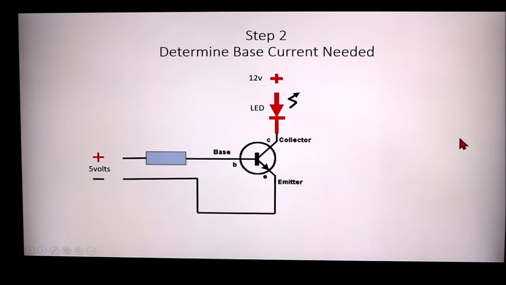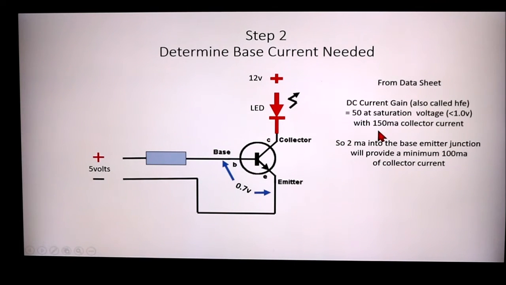Okay, so step 2, determine the base current. Well, how do we do that? Well, don't forget there's a 0.7 volt drop across here. So we'll figure that we're putting in 5 volts. There's a 0.7 here, so across the resistor is 5 minus 0.7. And we know that the current gain, we said before, is 50 at the saturation voltage. It's much less than 1 volt, the saturation voltage, with 150 milliamp collector current. So 2 milliamps into the base emitter junction will provide a minimum of 100.